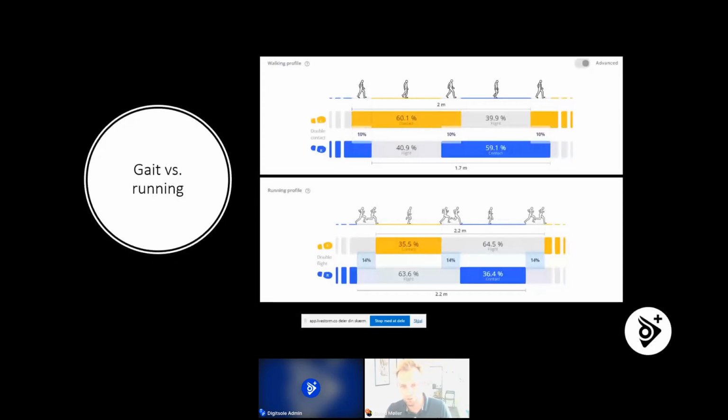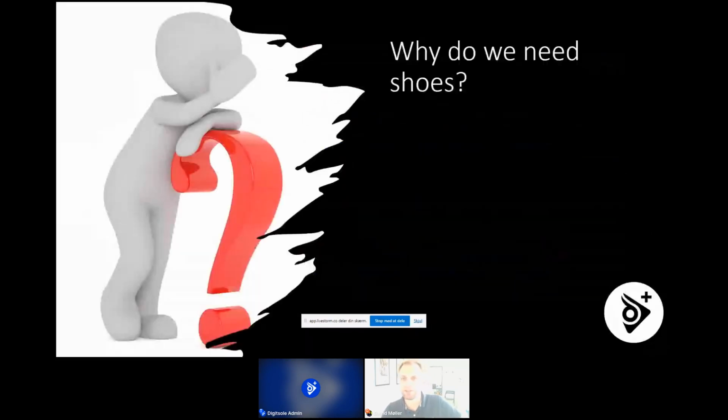65-35 is a very conservative one. Very high speed runners are 25-75 in relation to the ground contact and the one leg stance and the double flight time. So running is much more diverse from person to person, but in walking profiles, people tend to be around the 60-40 division. So that's just to be clear about what gait and running is. So back to the main topic of tonight.